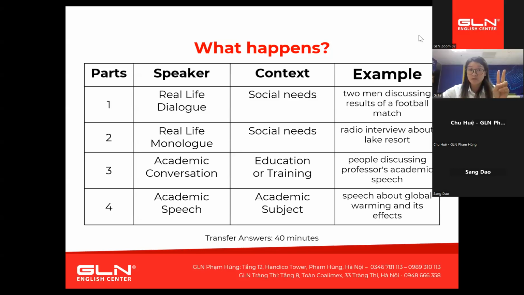Two speakers here, because it says their dialogue. So they will talk about everyday things. Okay, they will talk about everyday things. For example, they can be maybe talking about the results of a football match.